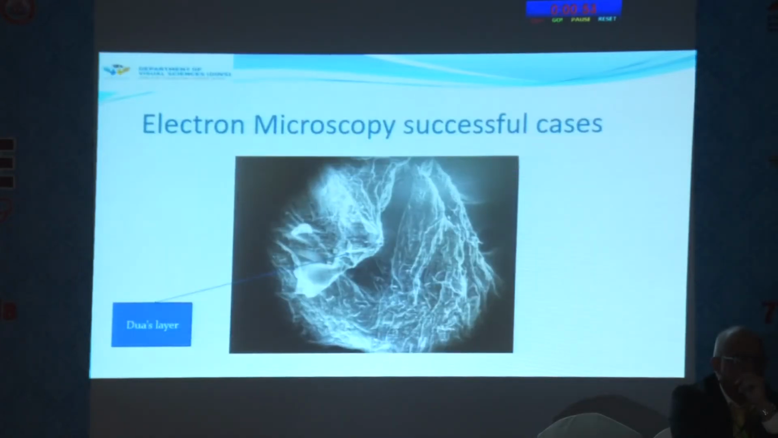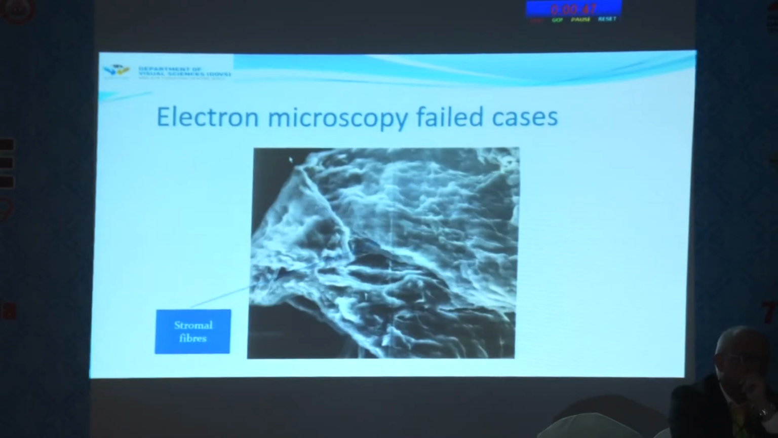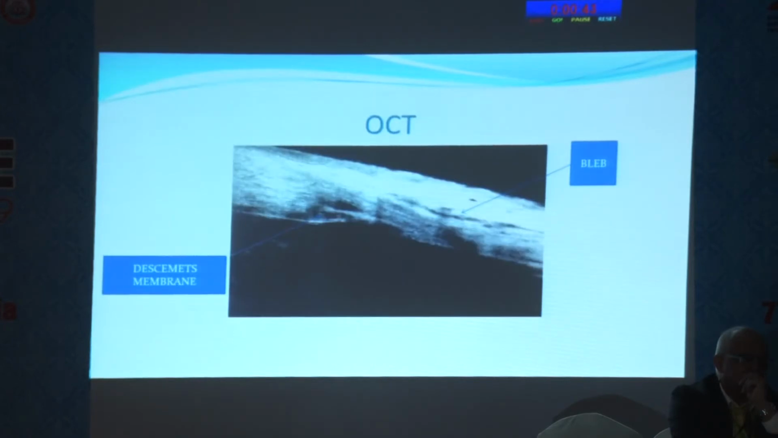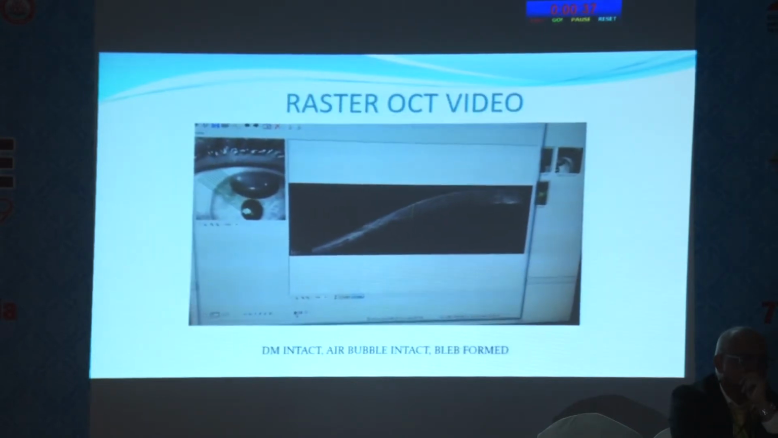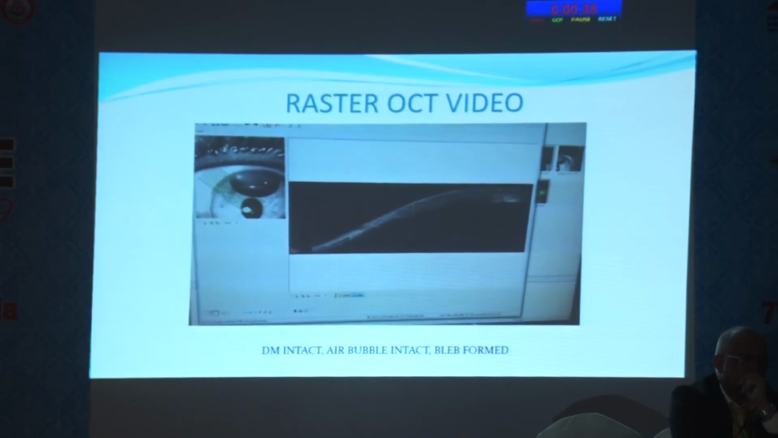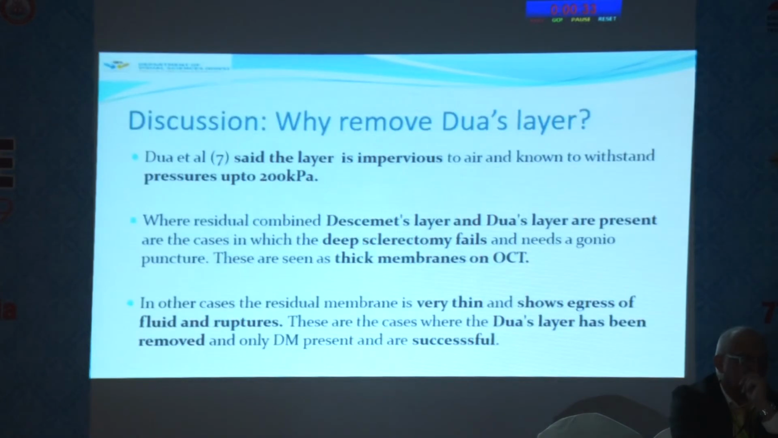These are the EMs of the successful cases, and these are the EMs of the failed cases. The successful cases show Dua's layer, and this picture was confirmed with Professor Dua. And these are the failed cases which show deep stromal fibers. OCT also shows a thin membrane, that's the Descemet's membrane, and the bleb. And the raster OCT confirms the same findings where we see the membrane as well as the bleb.